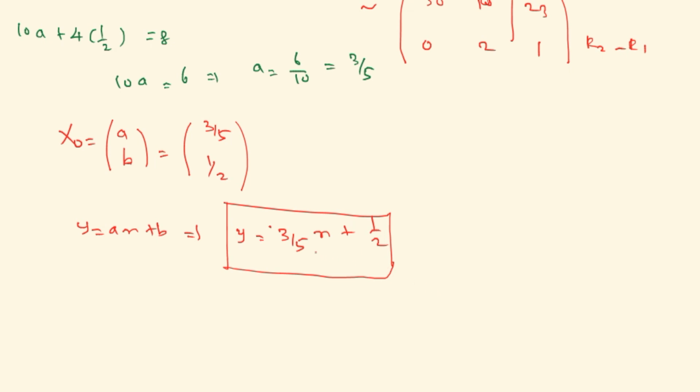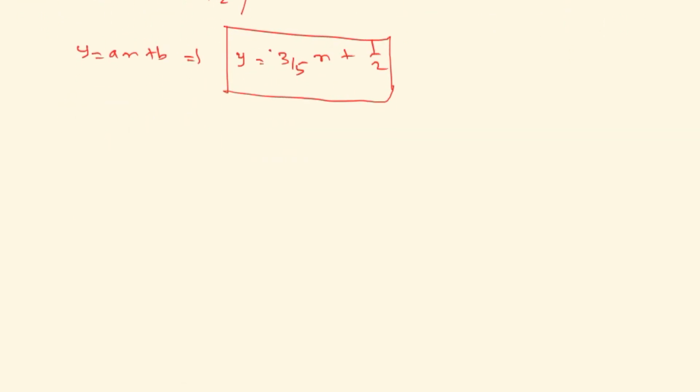So how do we conclude this is the best equation? Let us understand by the error concept. See the error formula: the norm of A x naught minus b should be very close to 0. So find A x naught first.